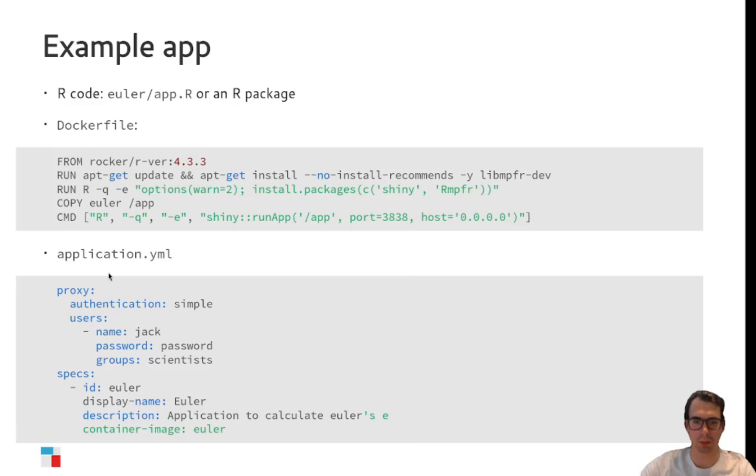Next step is to create a configuration file for ShinyProxy, and this is done using the application.yml file. So it's a YAML file. The first few lines of the file configure authentication. So in this case, we use simple authentication, where we just define a list of users with their password. But of course, typically you want to reuse your existing authentication, which is fully supported by ShinyProxy. And then the last part of the file defines a list of applications. In this case, we have the Euler app, and we define an ID, a display name, and a description. And also we refer to the container image to use.